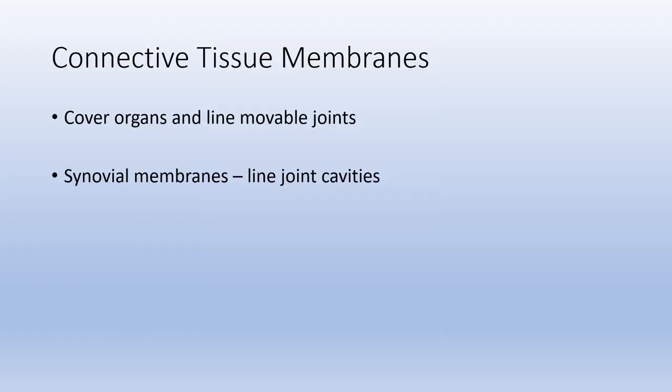So the connective tissue membrane, this will be covering the organs, and then it also does line your movable joints. So the synovial membrane is an example of a connective tissue membrane. It lines the joint cavity. A synovial joint is a movable joint, so it's going to line that movable joint cavity. It actually also is involved with secretion of the synovial fluid that helps to lubricate that joint.